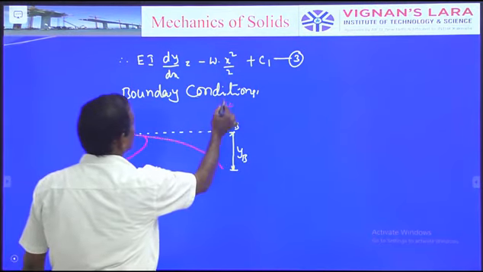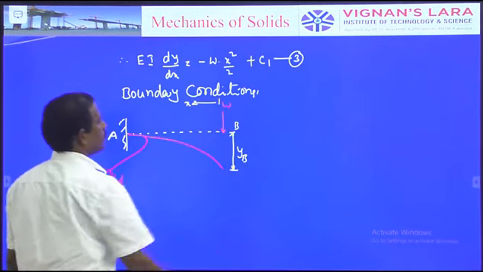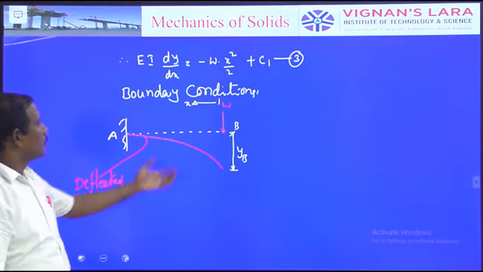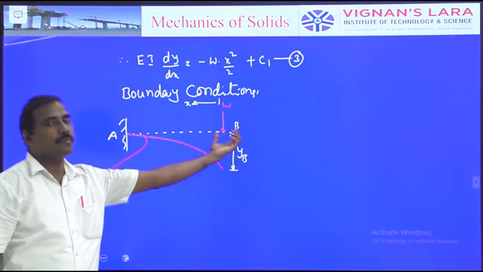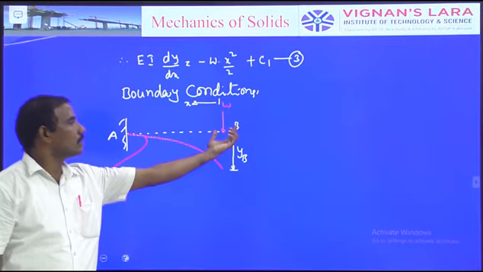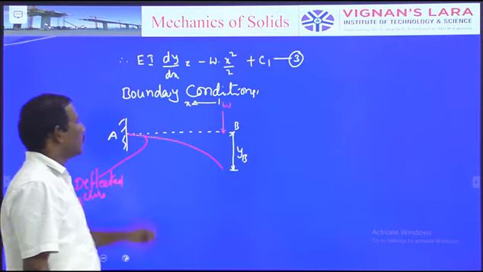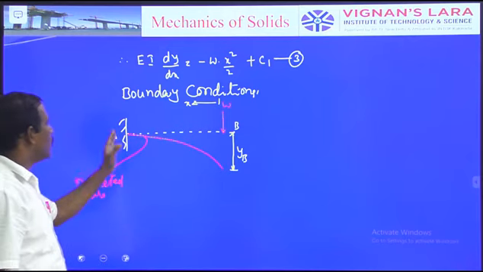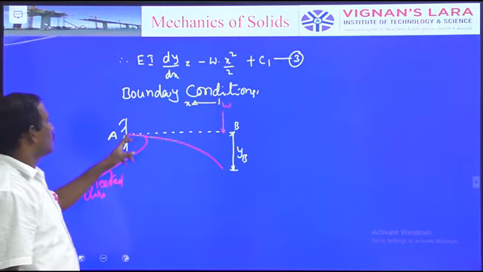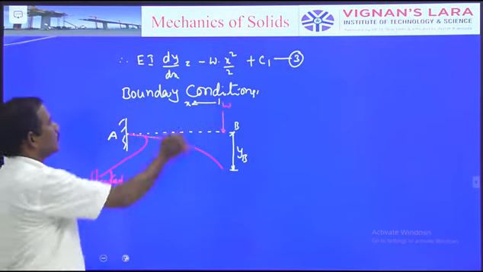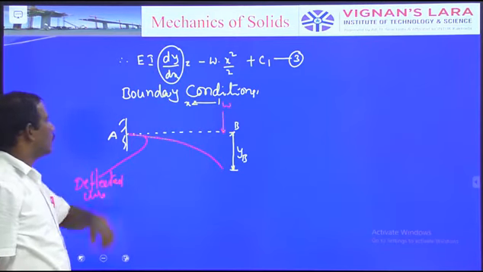As we know, the direction of X is taken with the origin at B. It means the X value starts with 0 at B, and at A, the X value becomes L. So, I think that the slope, that is dy by dx, is 0 at A.